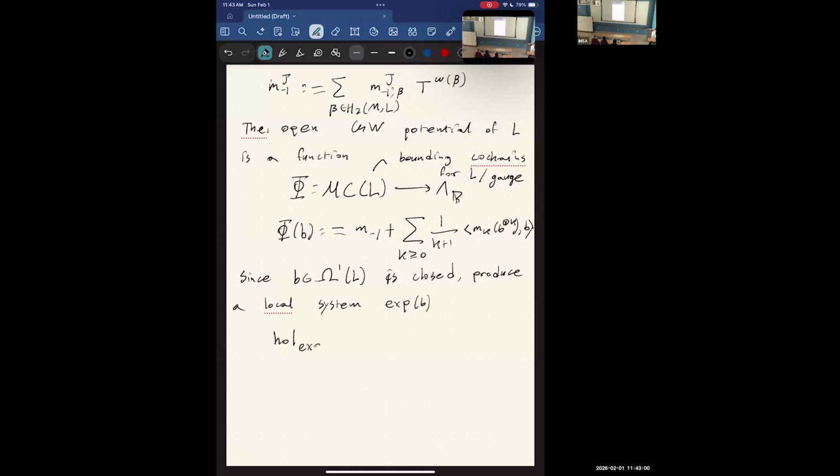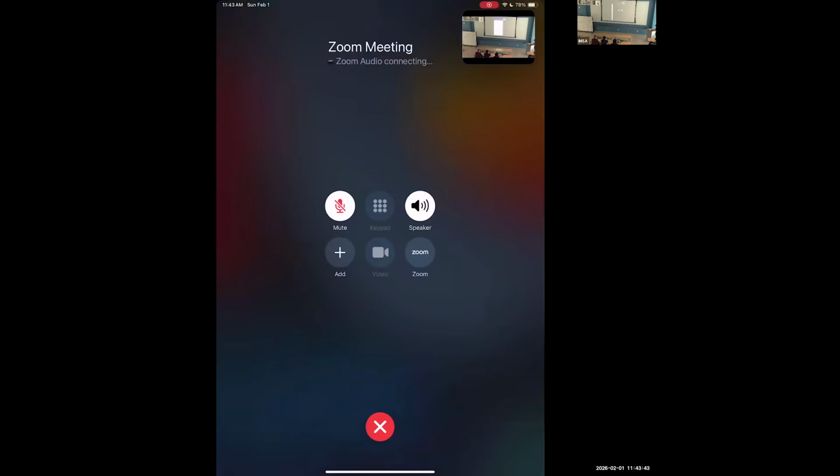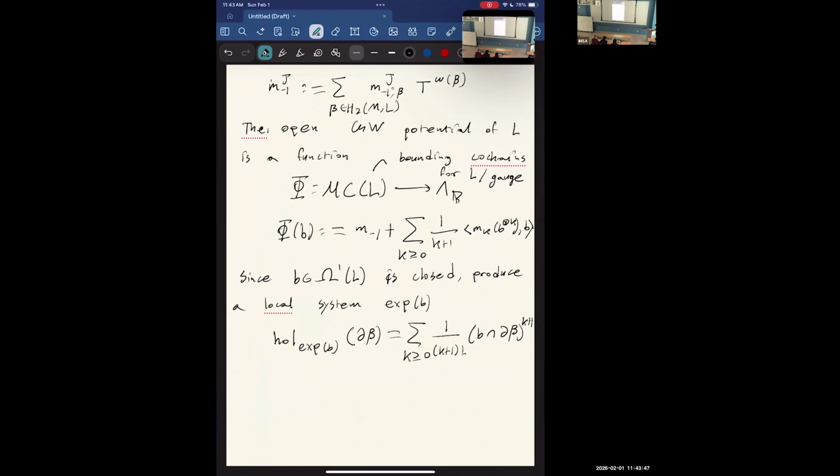And the holonomy representation is given by this sum. You basically take a class in H_1 of your Lagrangian, cap it with your bounding cochain, and then exponentiate it. And this is going to give you a local system. Because we're working in a setting where the Fukaya algebra is nice, this lets us rewrite the open Gromov-Witten potential in terms of local systems.